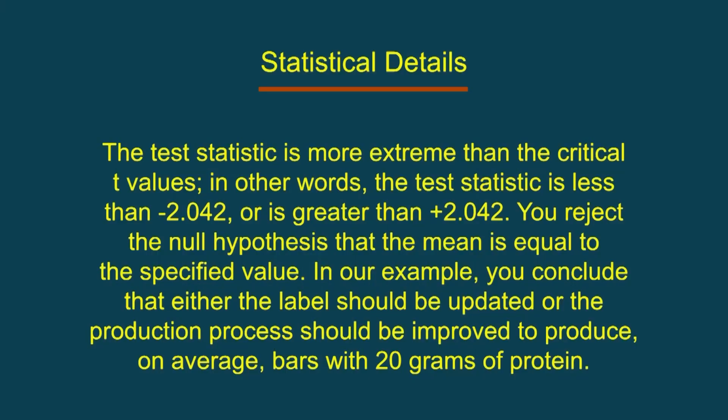There is another situation. The test statistic is more extreme than the critical t-values. That means that either the test statistic is less than minus 2.042 or more than plus 2.042. In this situation, you reject the null hypothesis that the mean is equal to the specified value 20. And in our example, we conclude that either the labels should be updated or the production process should be improved to produce on average bars with 20 grams of protein.